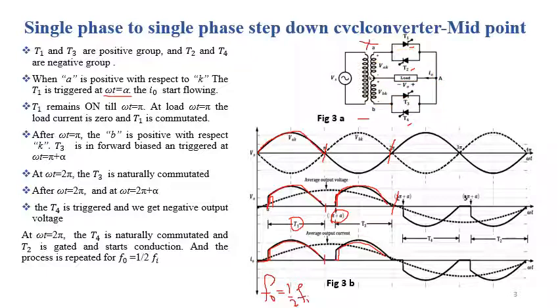So for this polarity, we triggered the SCR T4. How? As we know that the point K is more positive with respect to point B, and the point A is more positive with respect to point K and B. So point K is more positive with respect to B, and the load current will flow like this and through the SCR T4 like this, and we are getting the output voltage, which is the opposite of the output polarity we have marked earlier, and the output current will be like this.